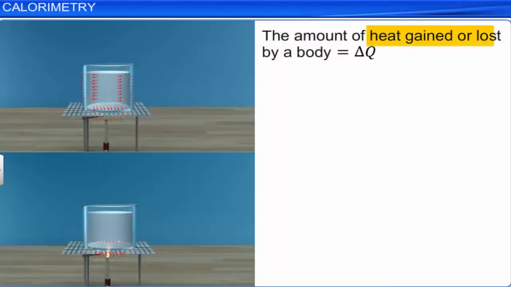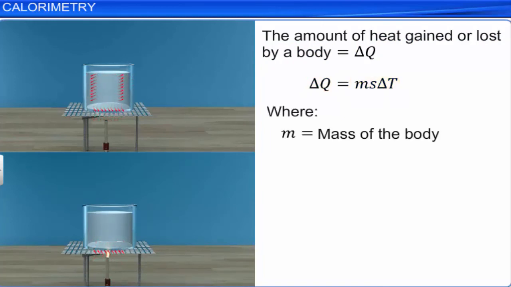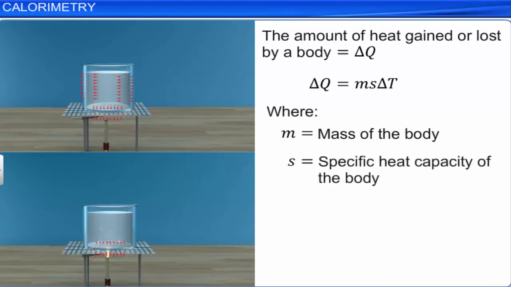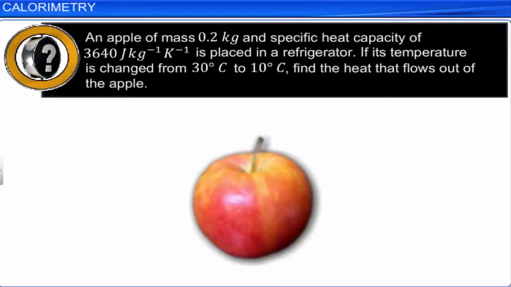Heat gained or lost by a body is expressed by the equation ΔQ = M S ΔT, where M is the mass of the body, S is the specific heat capacity of the body, and ΔT is the change in temperature of the body. For example, an apple of mass 0.2 kilograms and specific heat capacity of 3640 joules per kilogram per Kelvin is placed in a refrigerator. If its temperature is changed from 30 degrees Celsius to 10 degrees Celsius, find the heat that flows out of the apple.